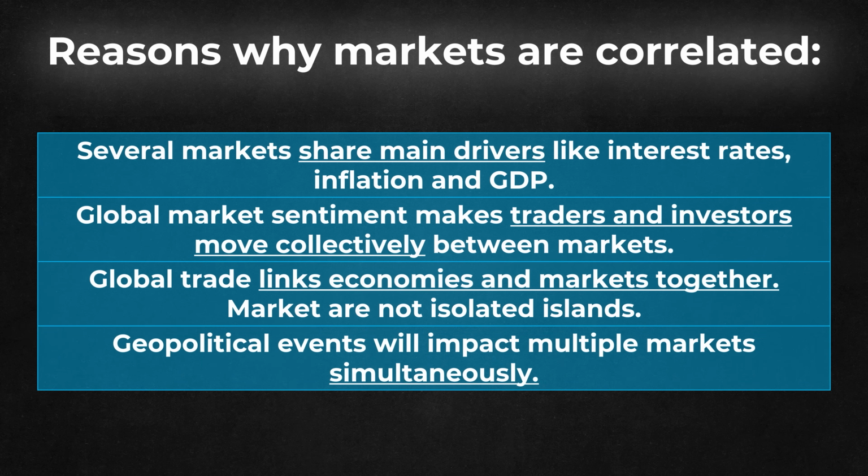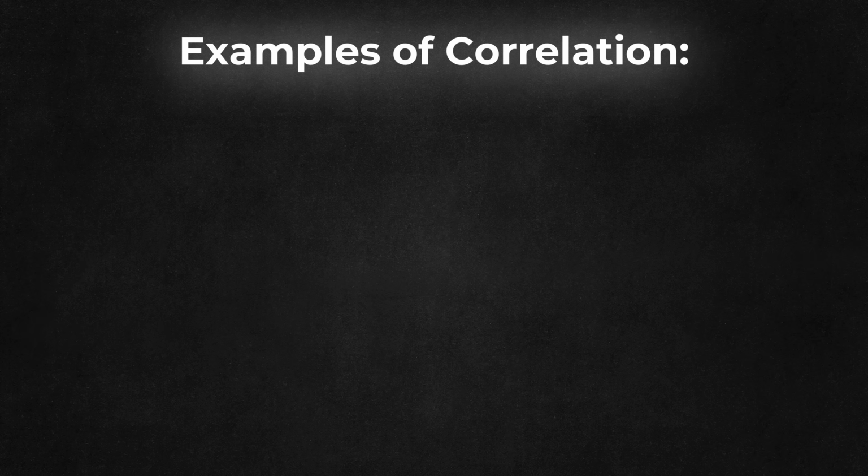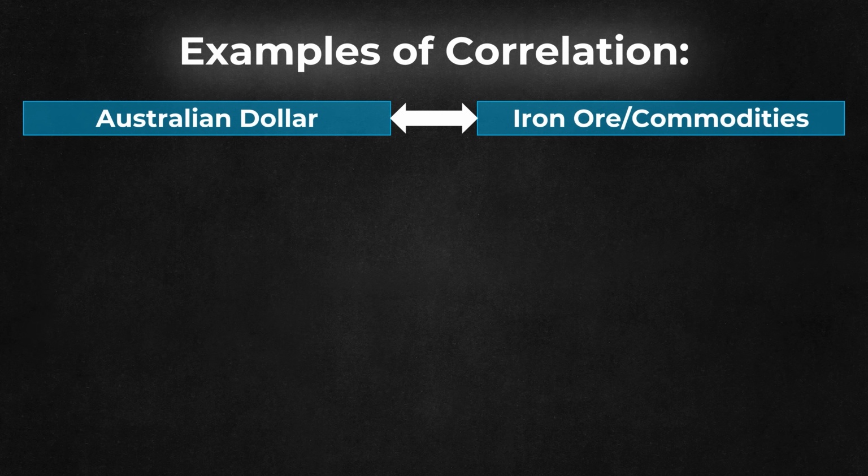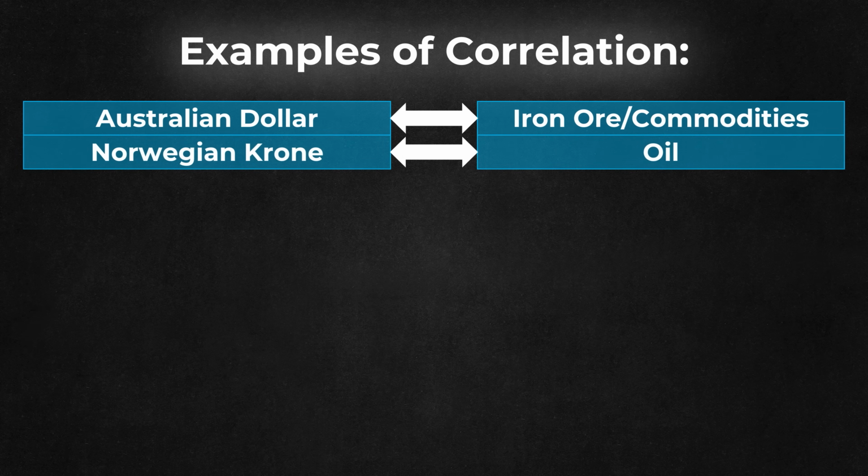There are several examples of how markets are correlated. Let's observe a few. Australia is a major exporter of iron ore and other commodities. The Aussie often moves in tandem with global commodity prices, especially iron ore, as export revenues directly impact the economy and currency. Norway is a significant oil exporter, and its currency, the Norwegian krone, often strengthens with rising oil prices and weakens with falling prices.